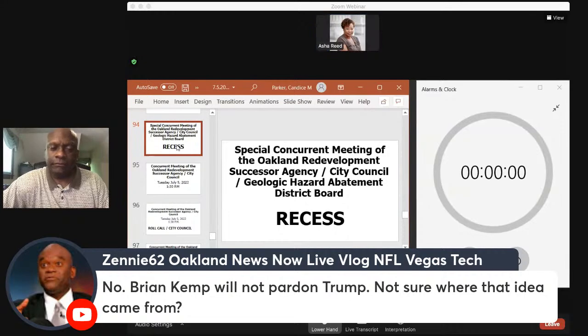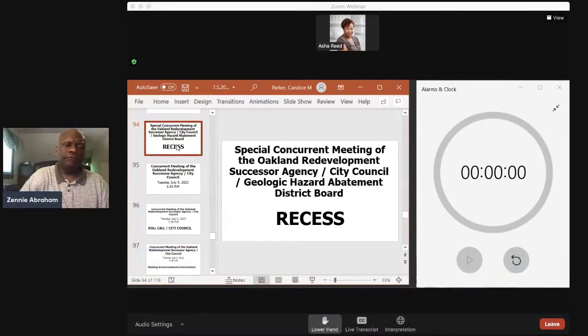On the motion, moved by Councilmember Gallo, second by Councilmember Taylor to recess. Councilmember Fife. Aye. Councilmember Gallo. Aye. Councilmember Cobb. Aye. Vice Mayor Kaplan. Aye. Councilmember Reed. Aye. Councilmember Taylor. Aye. Pro Tem Tao. Aye. President Bas. Aye. Motion is approved with a vote of 8 ayes.